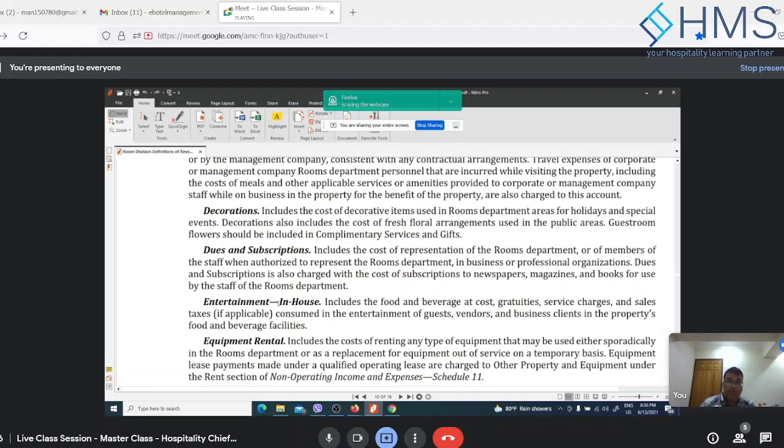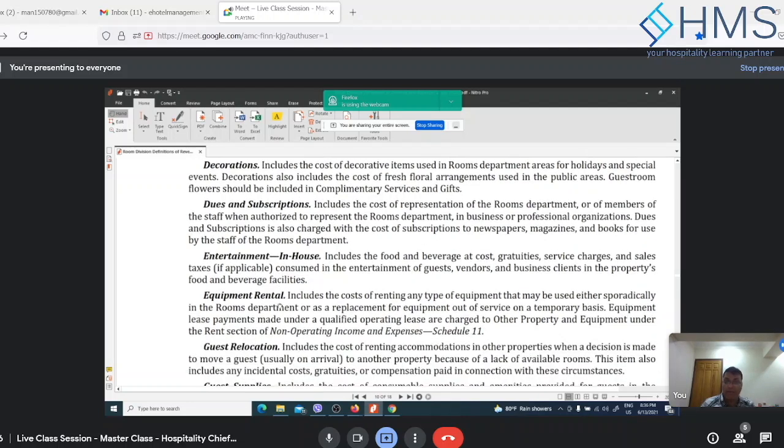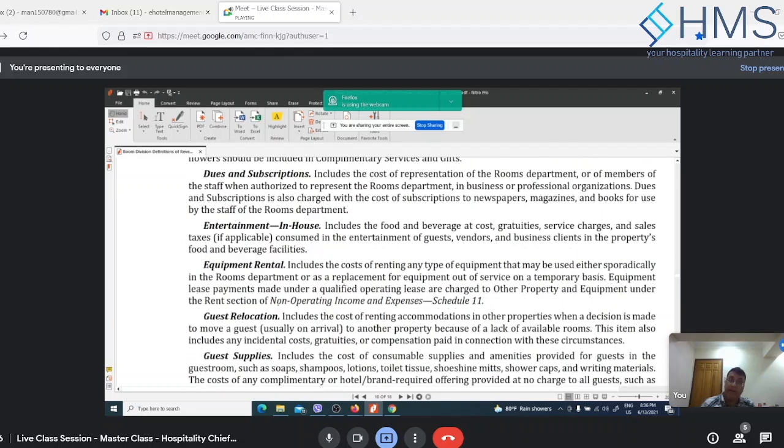Then you have dues and subscriptions for your in-house magazine or any other thing. Entertainment in-house is your cost of food and beverage which you are consuming in entertaining the guest or business clients, from the rooms department, not from other departments. So if the rooms department is entertaining, then the cost will go here. But if another department is entertaining, then the cost will go to those particular departments.